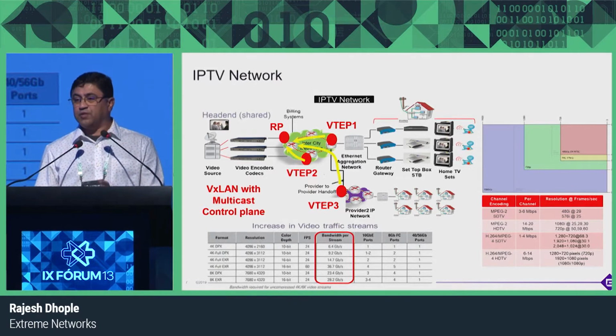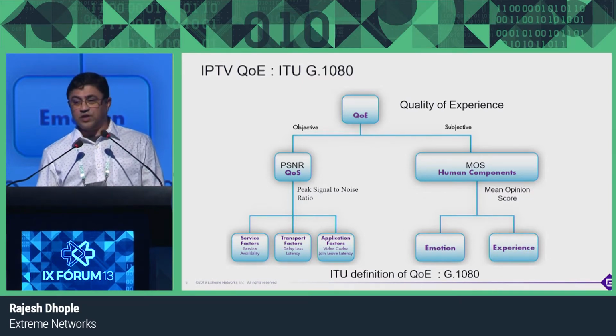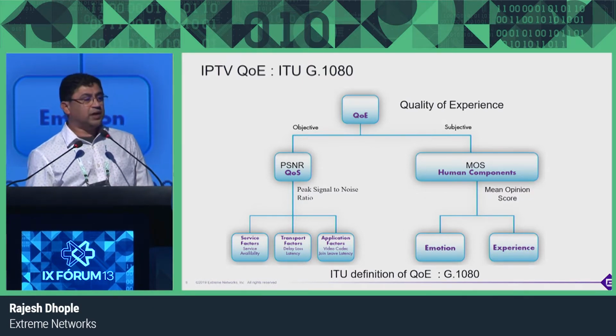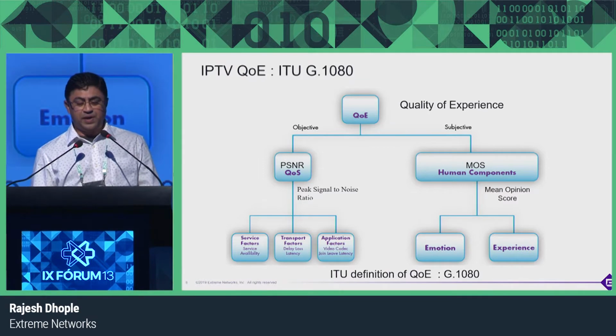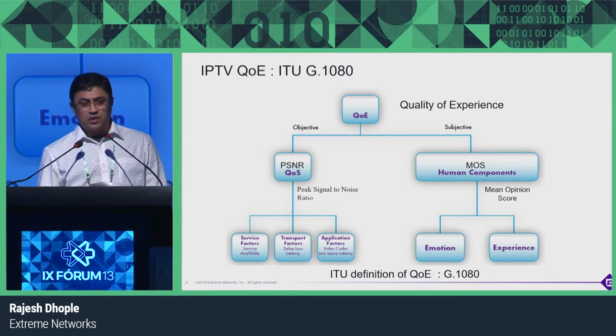So be careful of how you deploy multicast in a VxLAN network for residential triple play. Essentially, no matter what you choose, you have to look at quality of experience. QoE in a residential triple play network is dependent on two different things. PSNR, which is peak signal to noise ratio. The second one is MOS, or mean opinion score, and that is determined by human components.